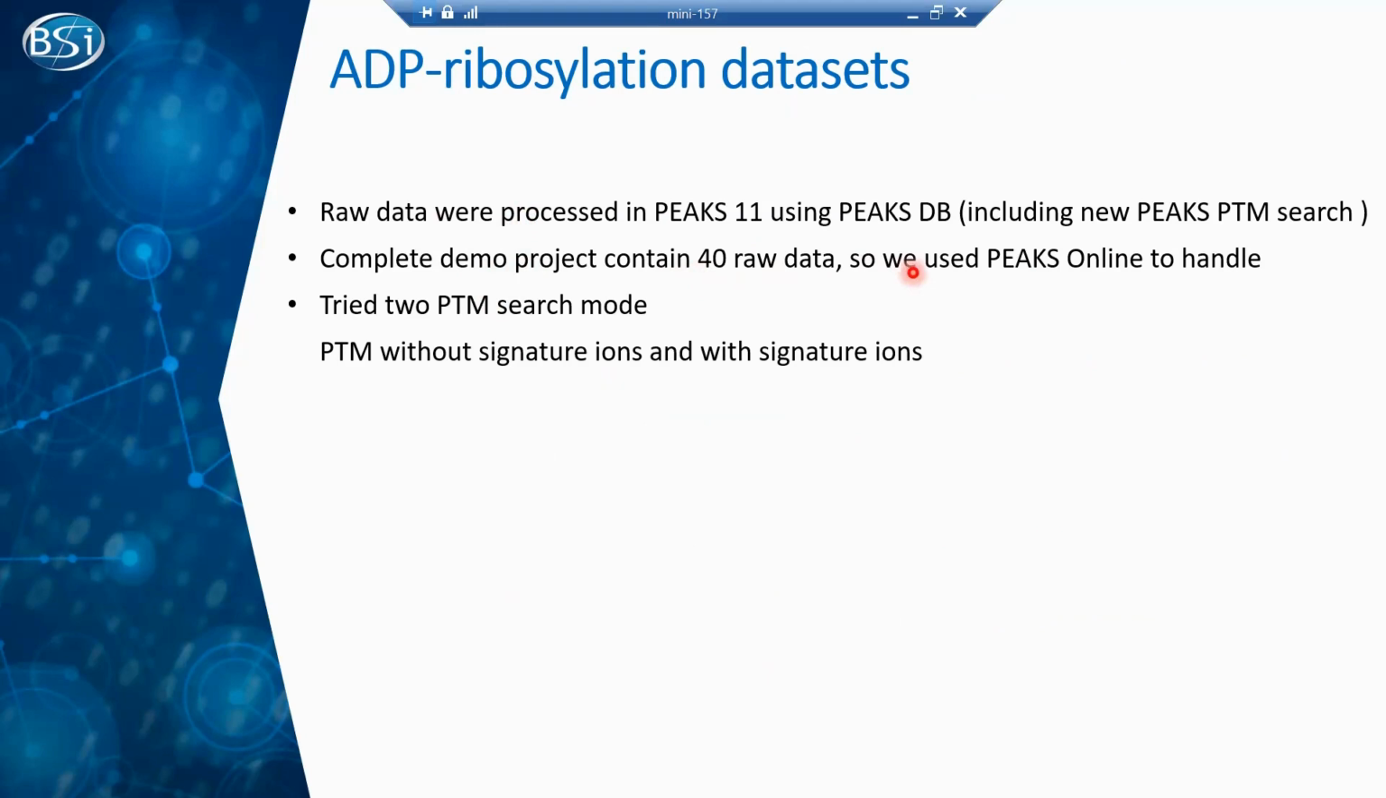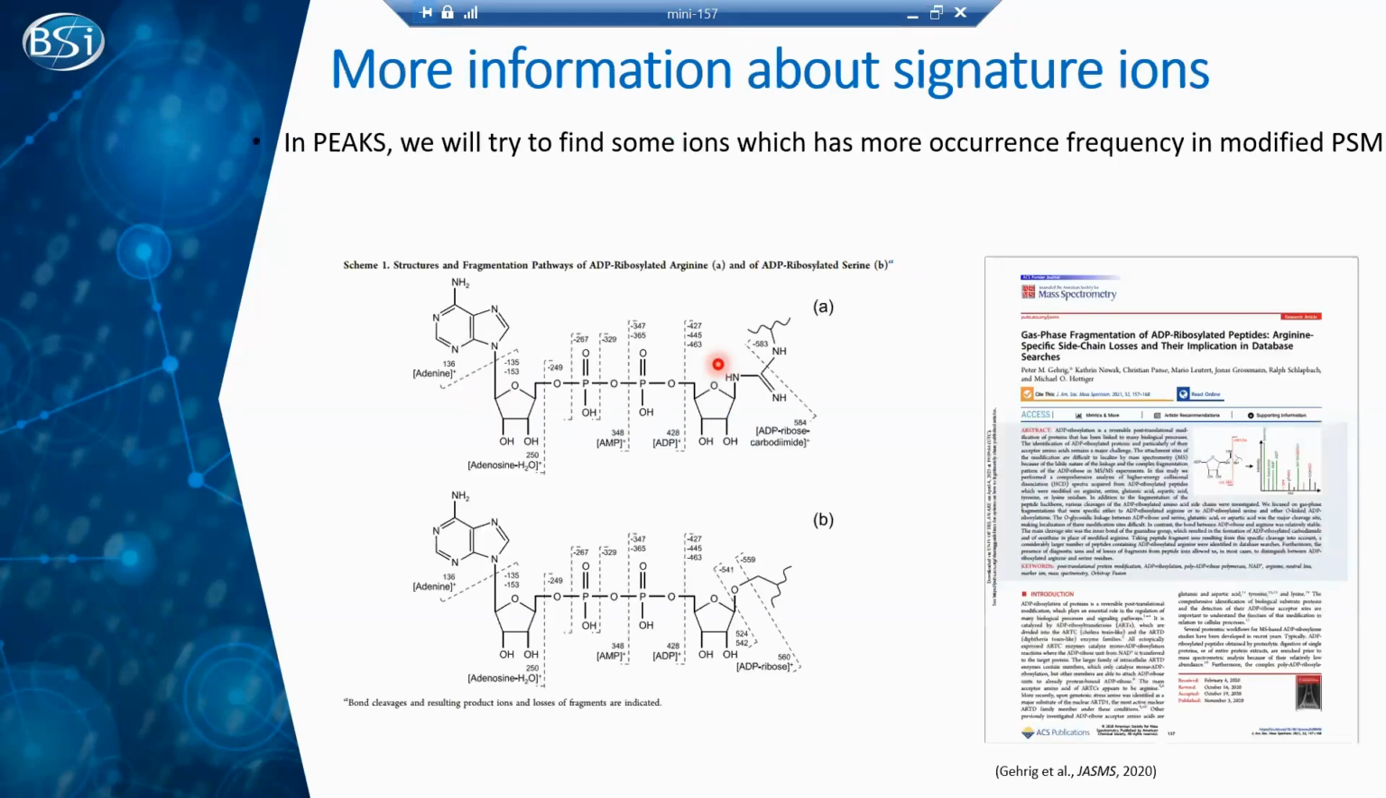Our PEAKS Online is designed for large data sets, and we searched in two modes: without the signature ion and with the signature ion. The first thing we can learn more about is the signature ions. For this PTM, based on the published paper, we know there are a lot of potential signature ions. If the PTM fragments at different bonds, you get different signature ions.